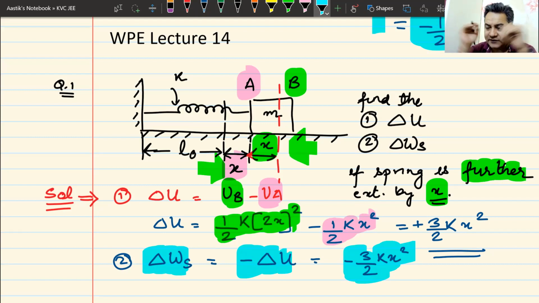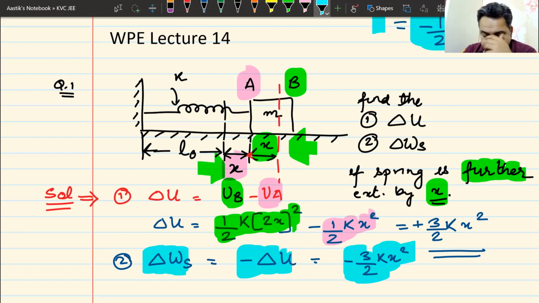Do you understand this? Can I have some reason that you understand this? Okay. So this is how you can utilize the concept of potential energy or change in potential energy. We will be using this concept from here on.